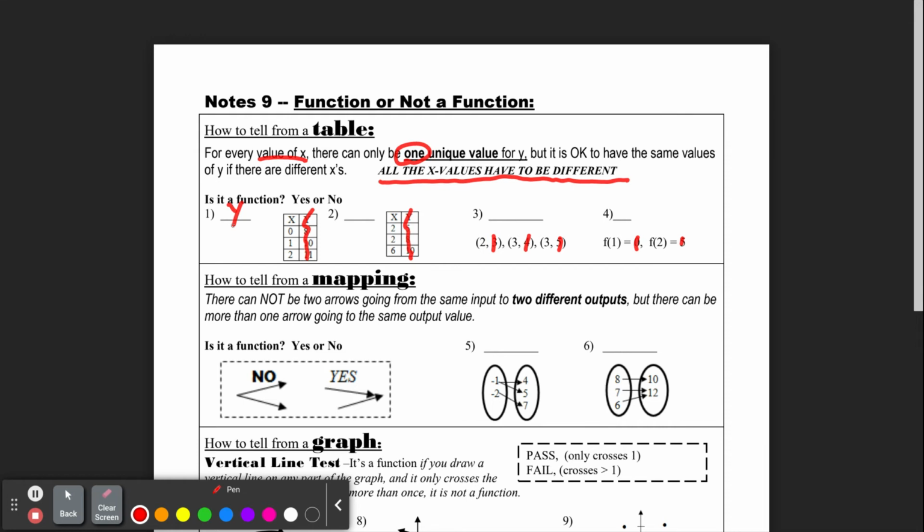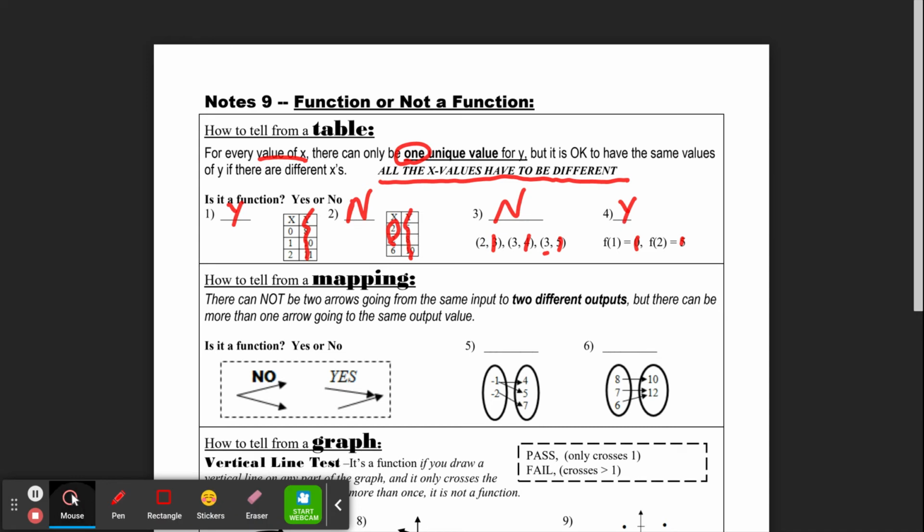On number two, you have the 2's that repeat. So no, it's not a function. Number three, you have a 2, a 3, and a 3 repeat. So no, it's not a function. And this 1 and 2, yes, that is a function.